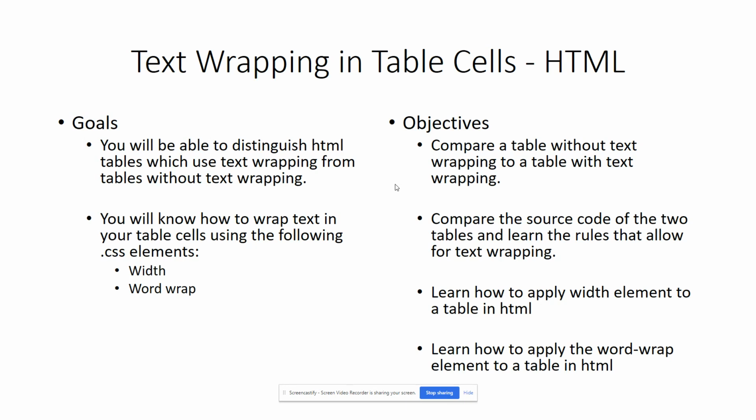Goals. You will be able to distinguish HTML tables which use text wrapping from tables without text wrapping. You will know how to text wrap in your table cells using the following CSS elements: width and word wrap. Objectives. Compare a table without text wrapping to a table with text wrapping. Compare the source code of the two tables and learn the rules that allow for the text wrapping. Learn how to apply the width element to a table in HTML. Learn how to apply the word wrap element to a table in HTML.